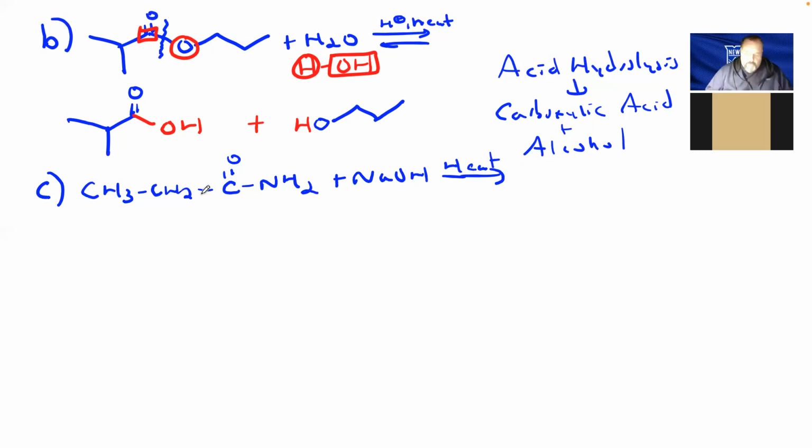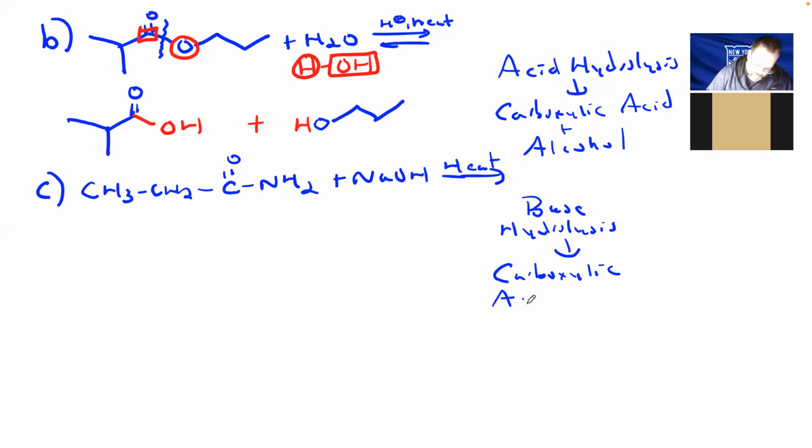Reaction with sodium hydroxide is going to be base hydrolysis for the amide. So what's the products of base hydrolysis for an amide? It's a carboxylic acid salt and either ammonia or an amine.